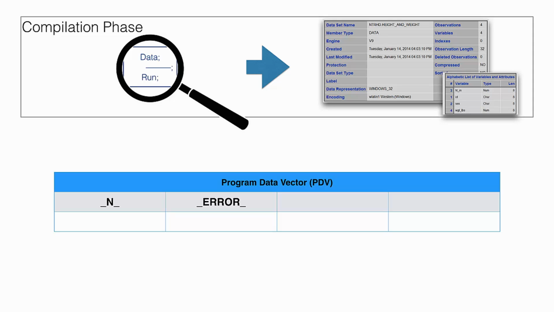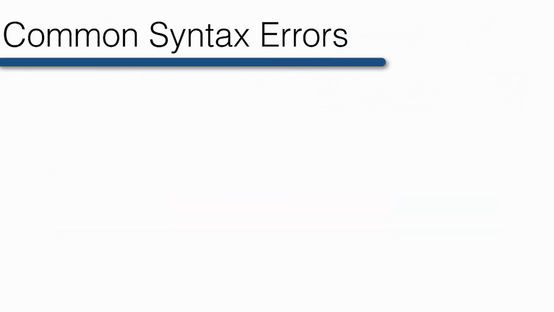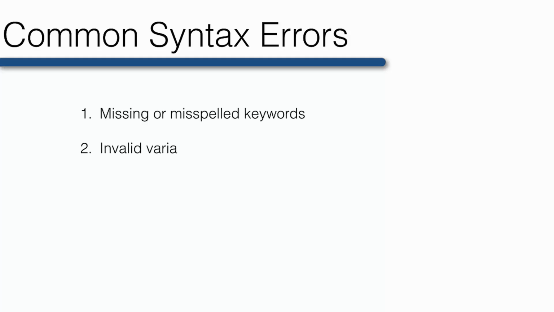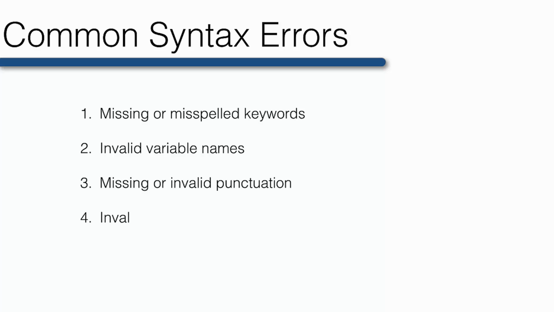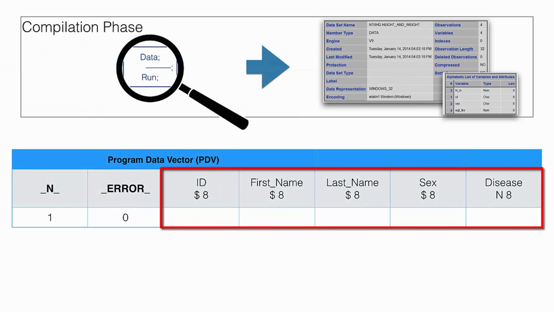During the compilation phase, SAS also scans each statement in the data step looking for syntax errors, such as missing or misspelled keywords, invalid variable names, missing or invalid punctuation, and invalid options. As the data step compiles, a slot is added to the PDV for each variable in the input dataset.